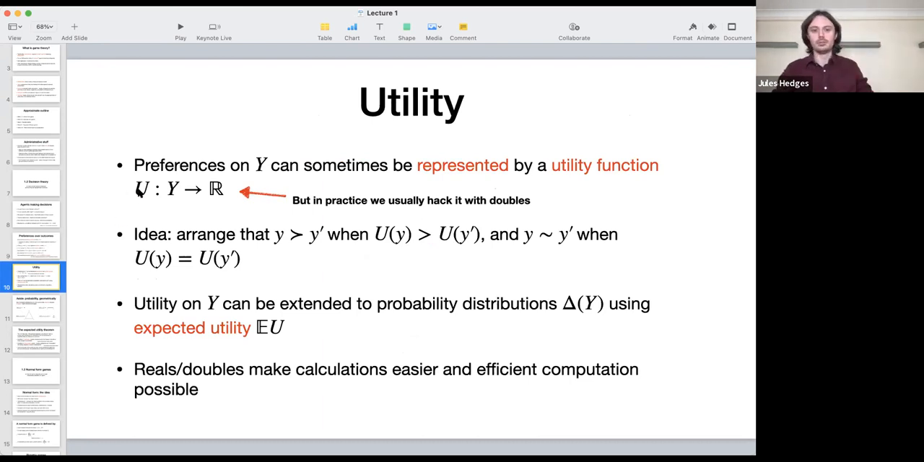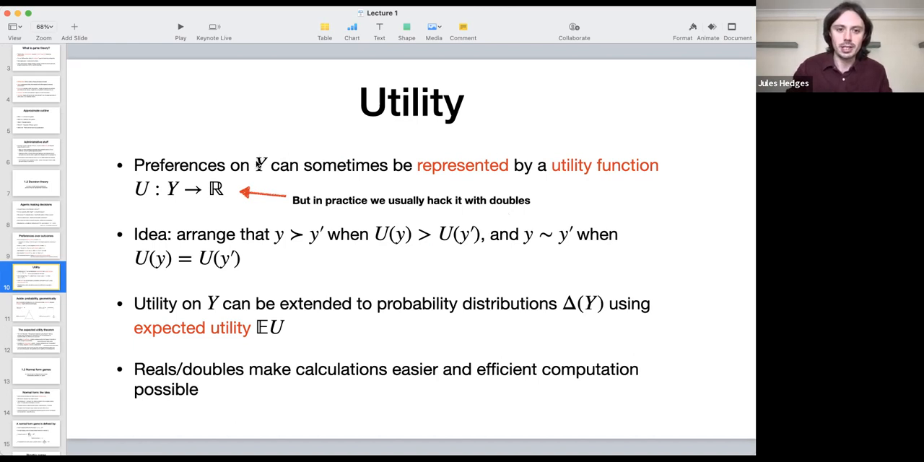Okay, so here's where numbers come into it. When you have some outcomes, we can sometimes represent preferences on those outcomes by a thing called a utility function, which is a mapping from outcomes to, here I've written real numbers, which is the mathematical object. In computer science, of course, we're going to normally use double there. So just a thing that represents continuous numbers in a good enough way.